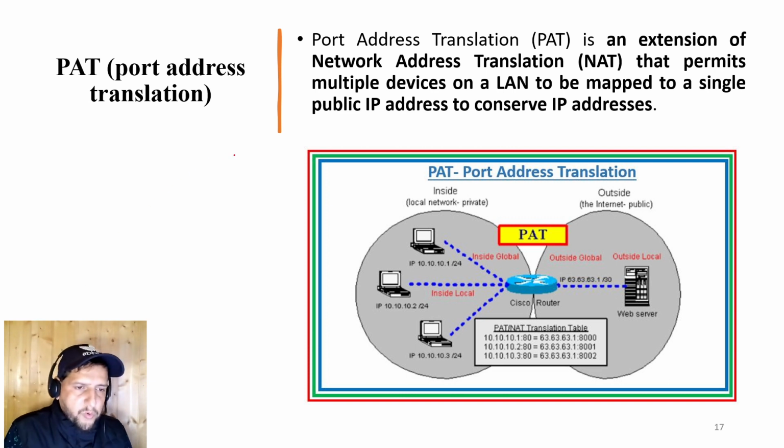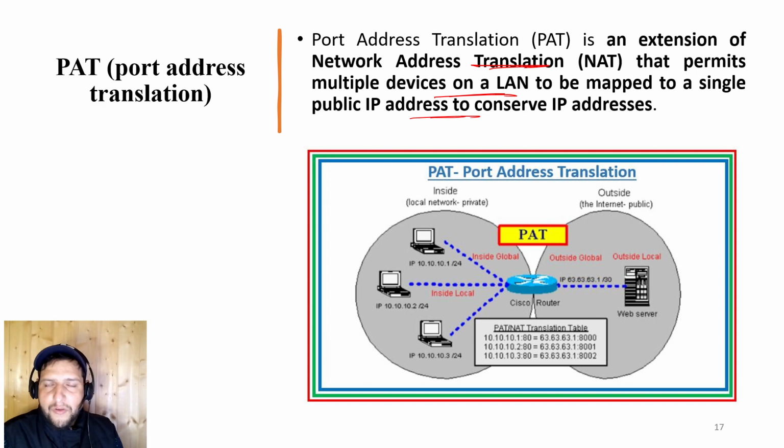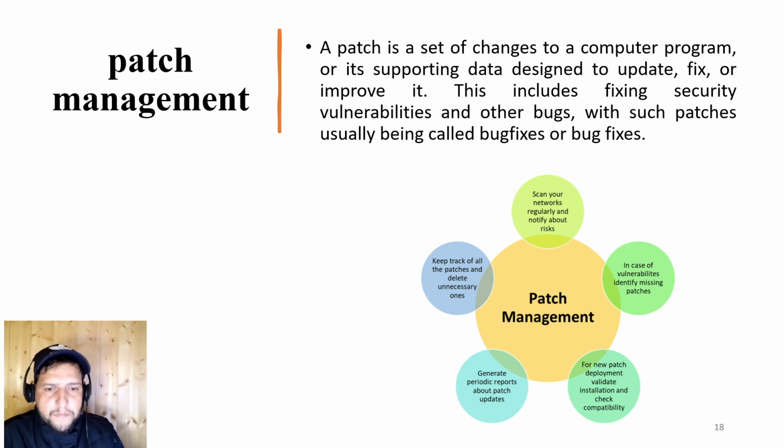PAT is port address translation. This is the extension of NAT that permits multiple devices on a LAN to be mapped to a single public IP address. So what you do here, you also use a port. So along with the IP, you use a port. So you can take a request from multiple computers with the help of IP and the port and send it outside through the public IP.